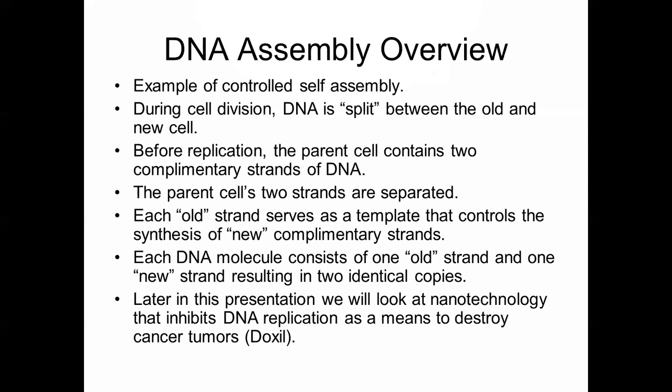So, DNA self-assembly overview. DNA is an example of a controlled self-assembly. During cell division, DNA is split between the old and new cell. Before replication, the parent cell contains 2 complementary strands of DNA. Each parent cell's 2 strands are separated. The old strand serves as a template that controls the synthesis of the new complementary strand. So each DNA molecule consists of 1 old strand and 1 new strand.